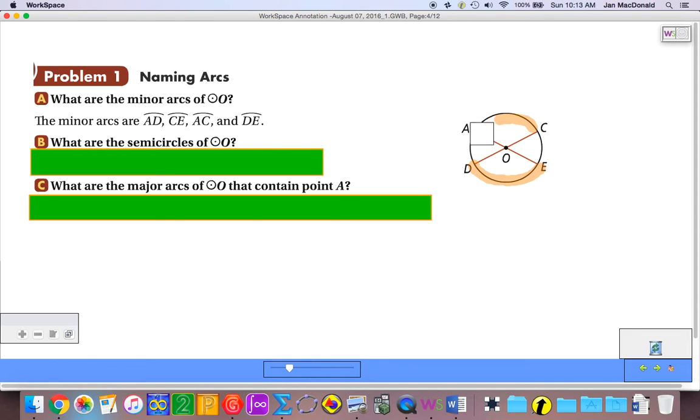Okay, let's move on. We're now going to talk about the word semicircle. This one most people get pretty easily. A semicircle is a piece of a circle that's exactly half, or 180 degrees. When we name a semicircle, we name it by three letters. If I walked along the curve of the circle, DAC would be a semicircle. And I could name that DAC or CAD. They both name the same semicircle.